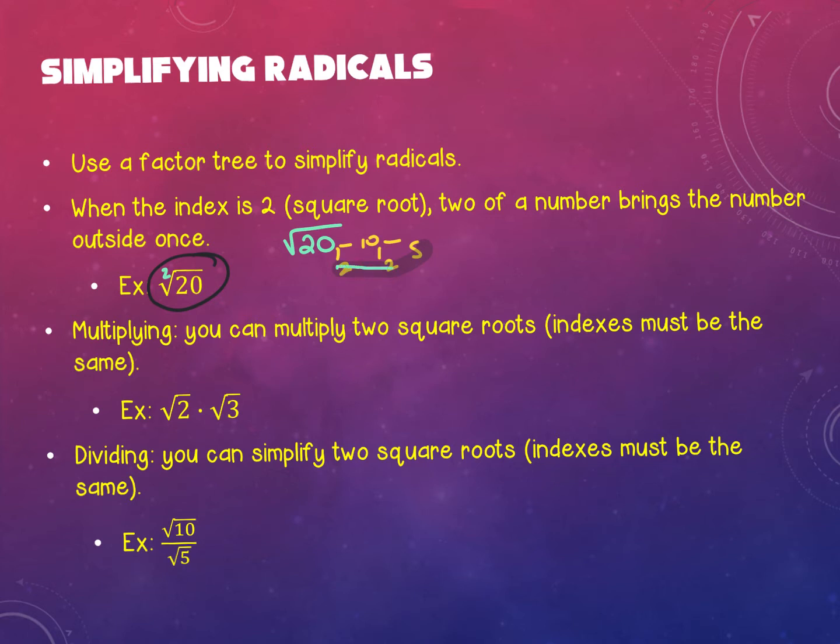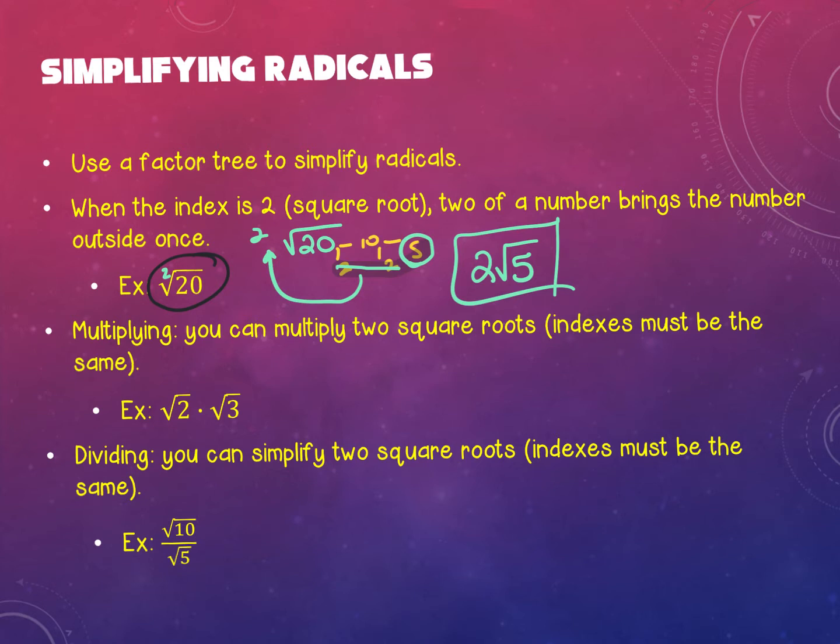2 repeats. So for each pair of 2s, one 2 can get taken to the outside of the radical. And then this 5 that doesn't have a pair would stay underneath. So it ends up being 2 square root 5. You can also see that as 20 equals 4 times 5, and the square root of 4 is 2. The more complicated the number gets, the more factors it has, the easier it's going to be to do that first way.